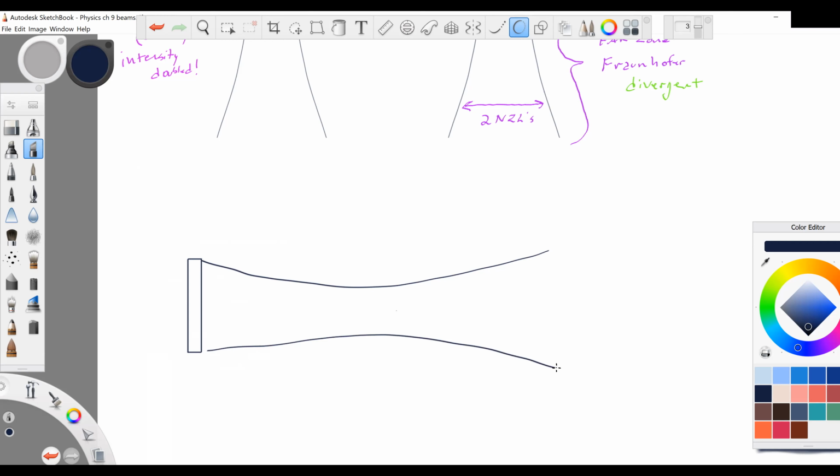So let's see, the diameter was 12 millimeters. Okay, it looks like my point is there, and this is 8 centimeters, not exactly drawn to scale, but that's okay. And then there was a 4 centimeter focal zone.